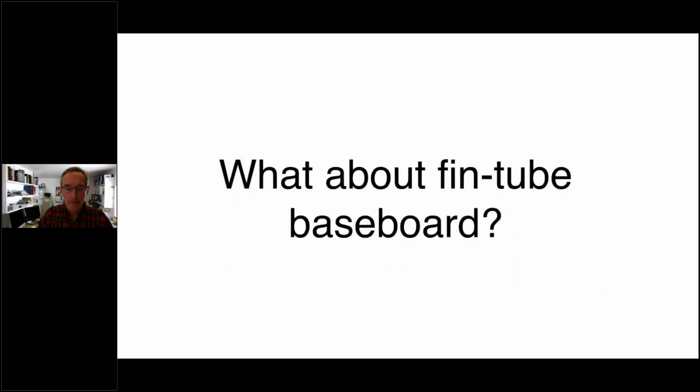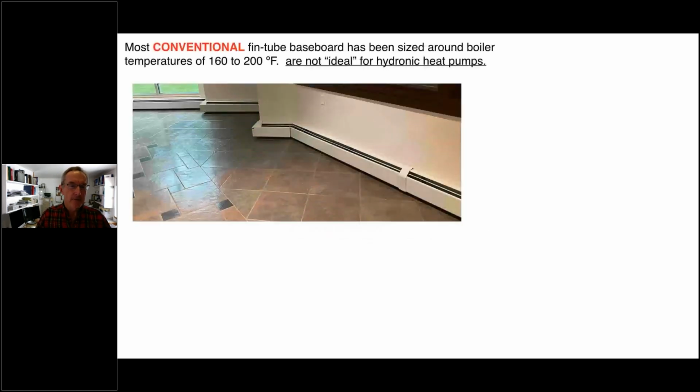Okay. Now, again, people oftentimes may assume that, gee, I have fin tube. Somebody has told me I need at least 180 degree water, so a heat pump can't work. And that's not the case. Okay. You have to put fin tube in a context. Fin tube was designed back in the 1930s. It was designed to be the modern contemporary answer to cast iron radiators. Okay. So obviously a lot lighter, easier to move around and so forth compared to cast iron.